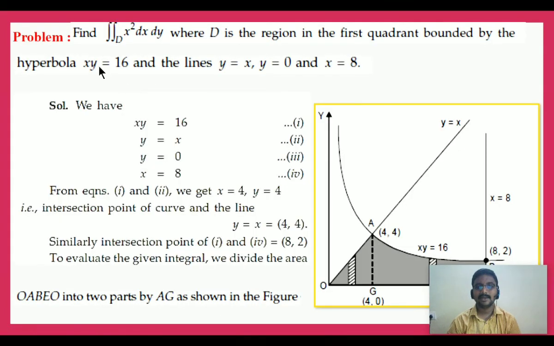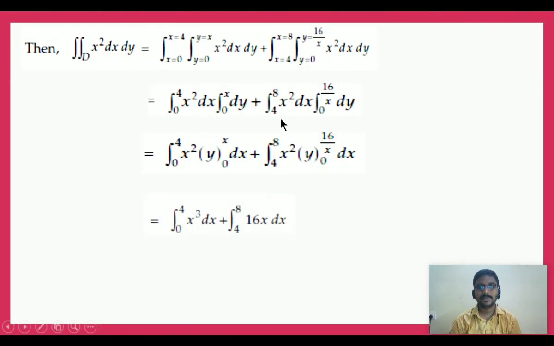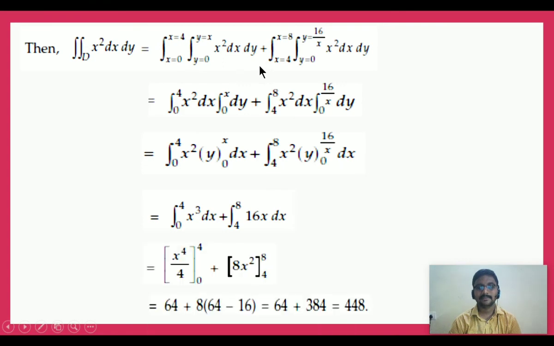Don't forget, here the two strips are drawn. The total region is divided into two parts with respect to the line x equal to 4. We have to consider two strips. Just divide the double integral into two double integrals.